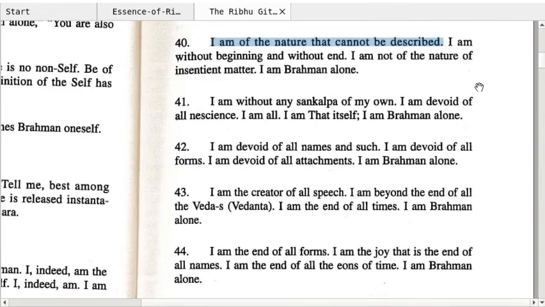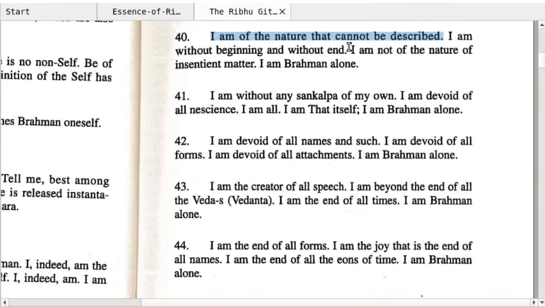It can be described only in negative words, you must have noticed. Not this and not that. This is the definition. This is the description of the Brahman. You cannot say what it is, but you can always say what it is not. That which it is not is our concepts that we cooked up in our minds. That it is not. So he says, I am not of the nature of the insentient matter. So I don't know why he said that.